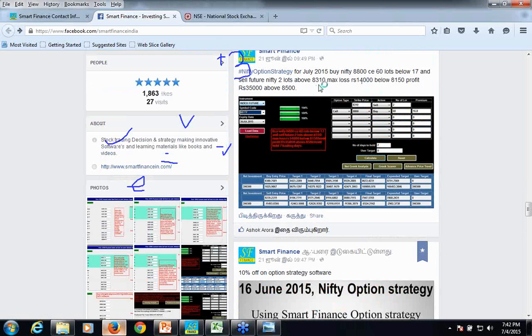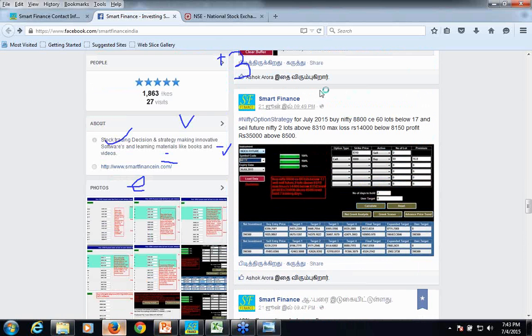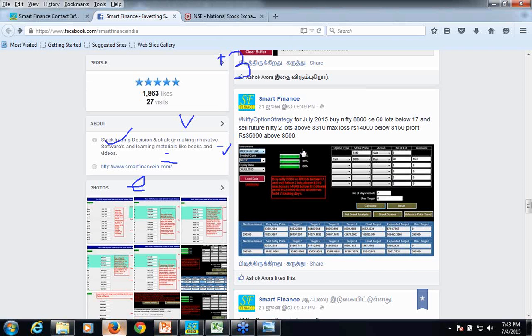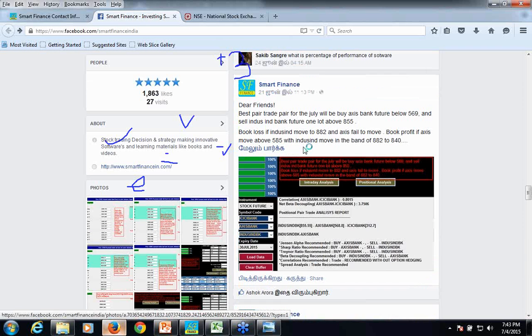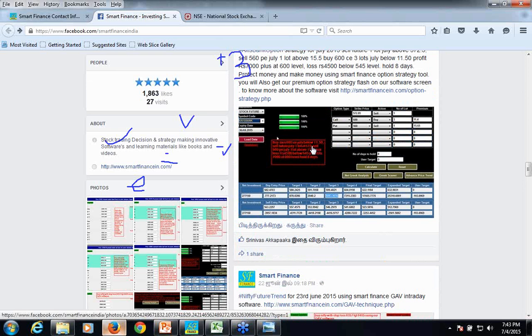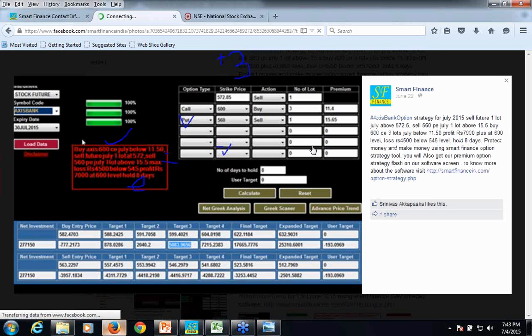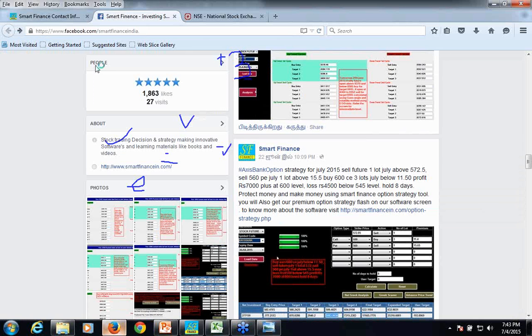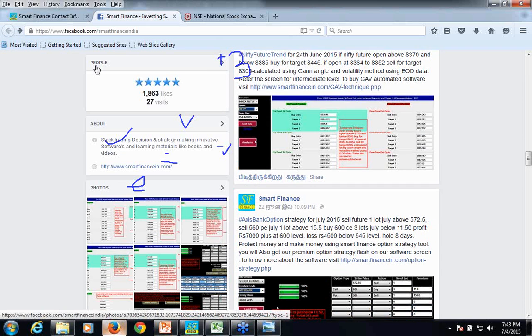A similar kind of strategy is also being given for July on the 21st June, taking 8,800 call options along with the future. Similar strategy, there is no deviation in that. A similar, slightly deviated strategy is also being given here for Axis Bank. It is also still open, July. These two are also being given to you for July. So similar concepts are being implemented here in a public forum.